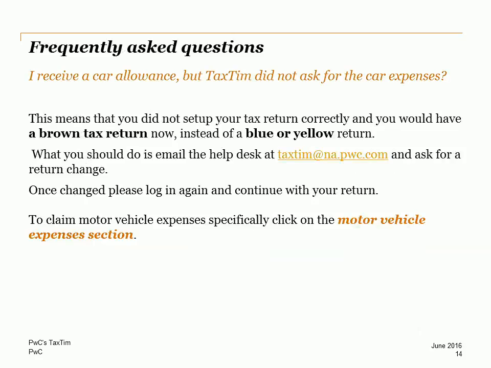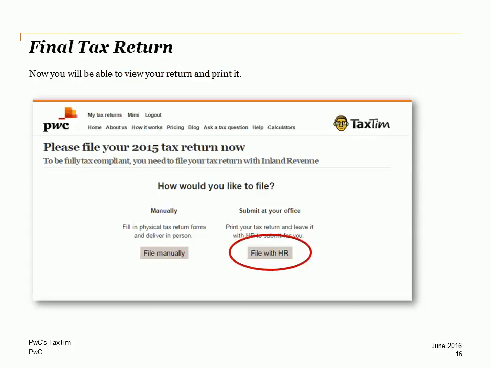Some other queries. I receive a car allowance, but Tim does not ask for the car expenses. This means you did not set up your return correctly as a blue or a yellow form. Please email the help desk at taxtim@na.pwc.com and request a return swap. Once changed, you'll be able to continue to claim your travel expenses.